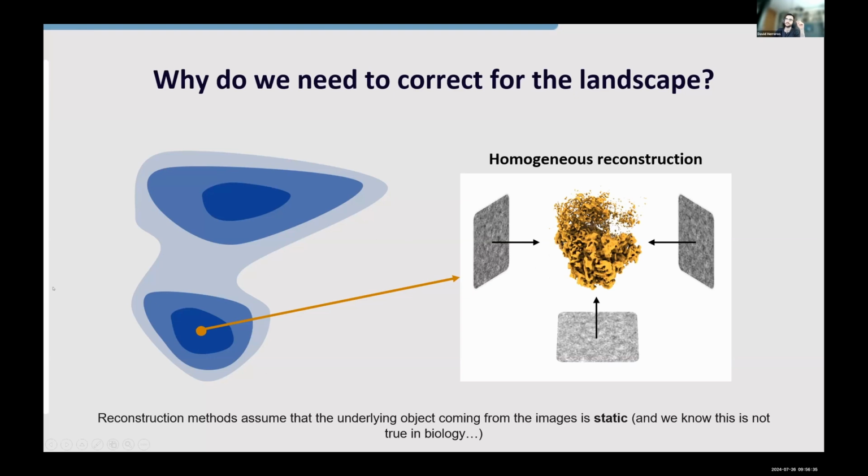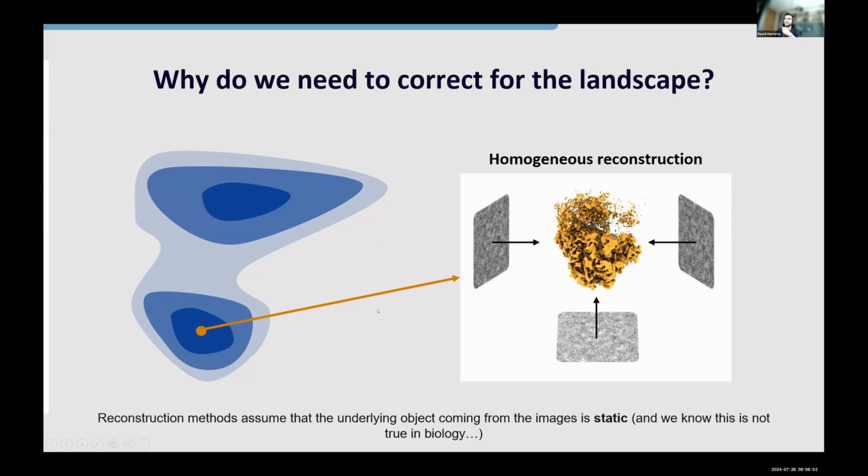We have some protein, it has some landscape. We are taking all the images. We are doing a homogeneous reconstruction with any software that we like, and we are getting this volume here. Regions that are not moving will look very nice. They have high resolution, but regions that are moving a lot will have very strong blurring.